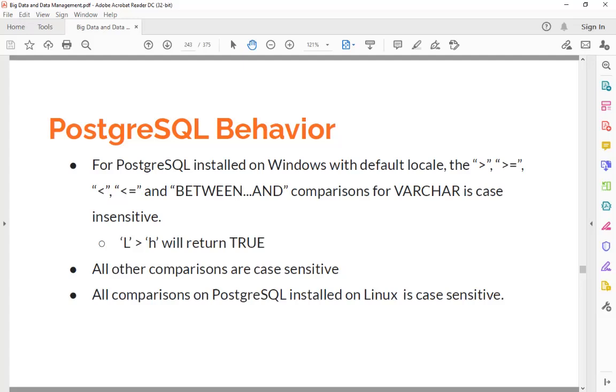So this behavior is actually an issue, a bug in PostgreSQL. They shouldn't do that. It's a bug on their side. But because Postgres installed on Windows with default locale is what a lot of our students will be doing, I have to mention that, and you have to be aware of that.